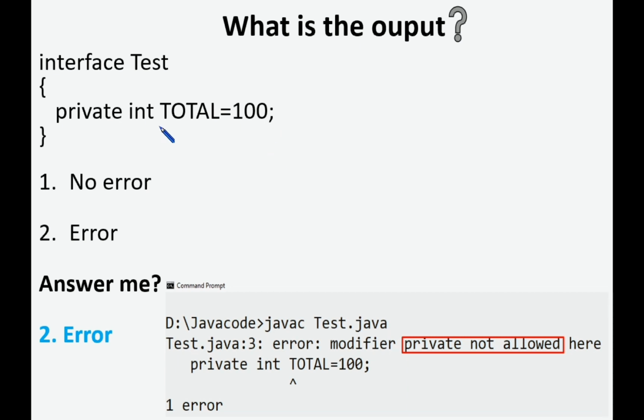Note it down: whenever we are using a variable inside an interface, it should be initialized. Moreover, we can't give private and protected like this.